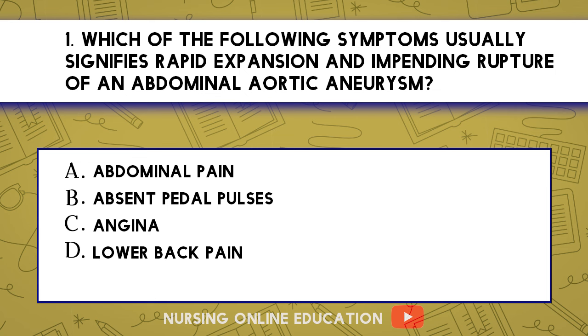1. Which of the following symptoms usually signifies rapid expansion and impending rupture of an abdominal aortic aneurysm? A. Abdominal pain. B. Absent pedal pulses. C. Angina. D. Lower back pain. The answer is lower back pain.